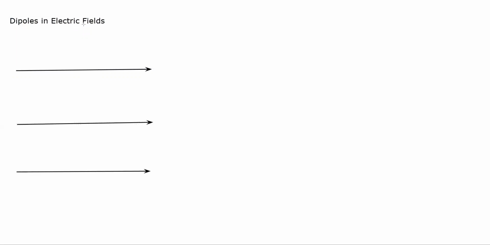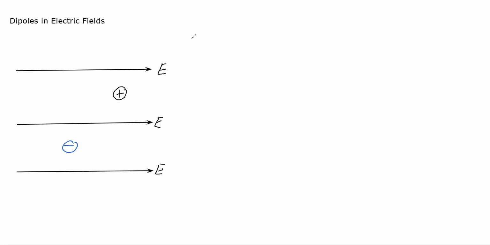Okay, so let me draw these arrows here. Okay, so here's my electric field, E. Okay, and then I'm going to have a positive charge. I guess I'll just do it in black. And a negative charge.